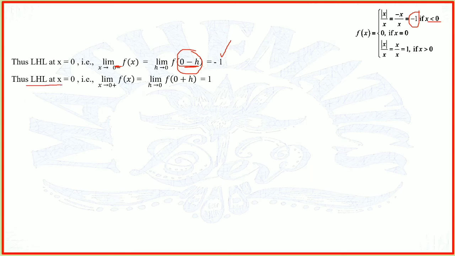And when we take the right hand limit, with 0 plus superscript, f(x) as h tends to 0 of 0 plus h, when it is greater than 0 its value is plus 1, so plus 1 we have written. Clearly minus 1 is not equal to plus 1, therefore the function is not continuous at x equal to 0. That's all about this question.